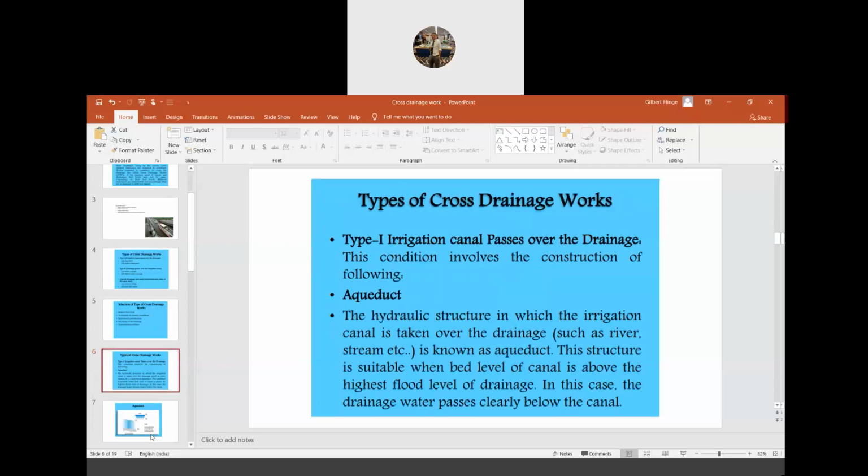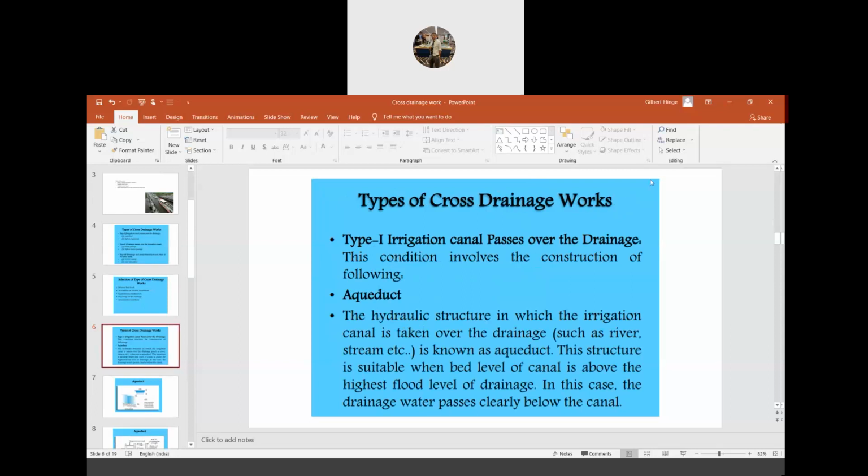So let us see the first type of cross drainage work, type 1, whereby the canal is over the river. Like I said, in type 1 there are two types. One is the aqueduct and the other is the siphon aqueduct. Let us first see about the aqueduct. It is written here: the hydraulic structure in which the irrigation canal is over the drainage, such as a river or stream, is known as an aqueduct.